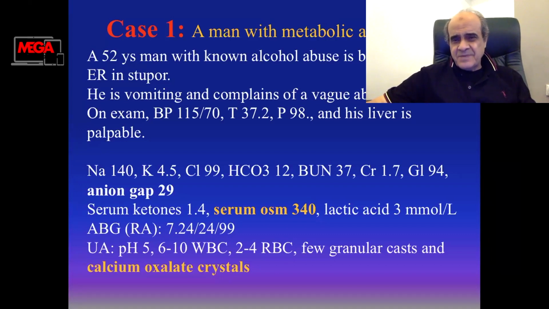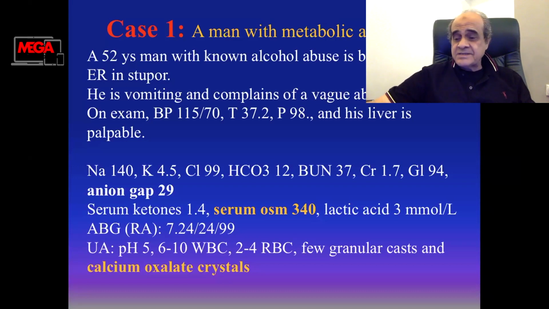There is some impairment in the renal function. Of course, the anion gap, sodium minus the bicarb and chloride, will give me a high anion gap metabolic acidosis, 29. Serum ketones 1.4. And I think it would be better to estimate the beta hydroxybutyric acid, not serum ketones, because it misses the main ketone in the body, which is the beta hydroxybutyric.